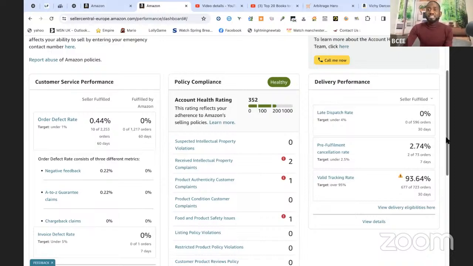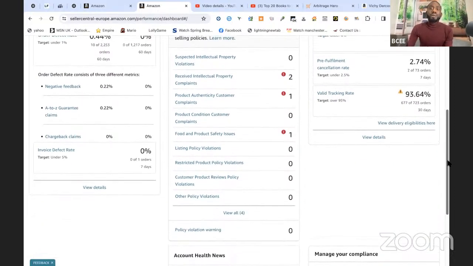And the last part is the valid tracking rate. For valid tracking rate, Amazon expects that when you send a product to a customer, you should have a tracking number. For some of us, we are like, oh, I don't want to spend a lot of money buying a tracked delivery service. So you want to manage, because some of us will buy stamps. Stamps will not work, so you just do what you are supposed to do.